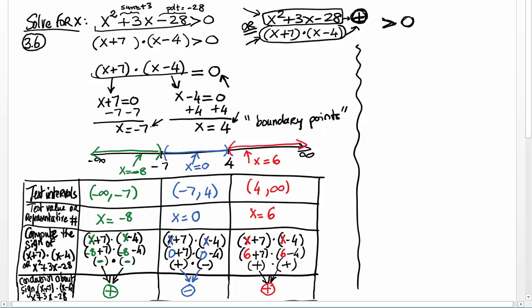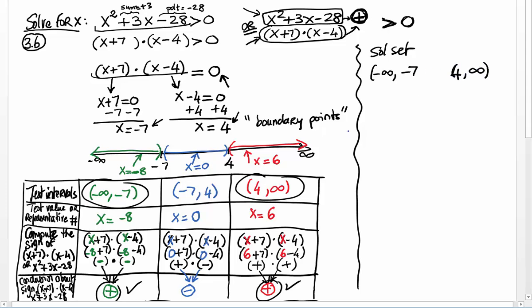So the way we finish up this question, we want the quantity to be positive. So we like this, we like that. Therefore, we like the two intervals involved, the green one and the red one. So the solution set is involving the green interval and it's involving the red one.